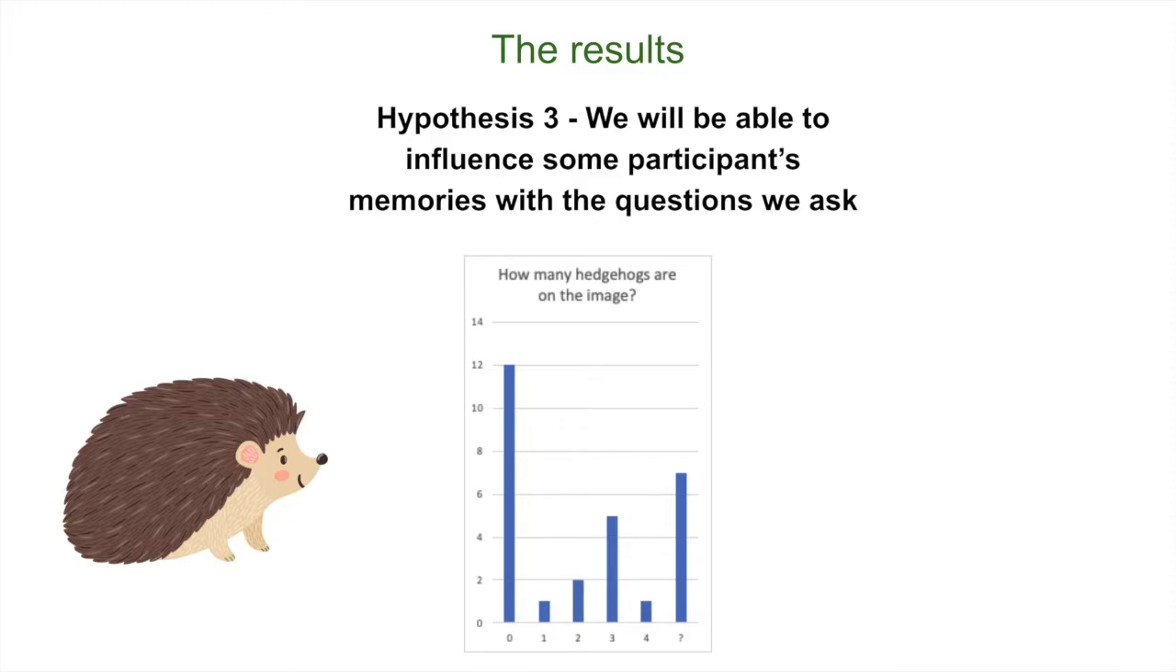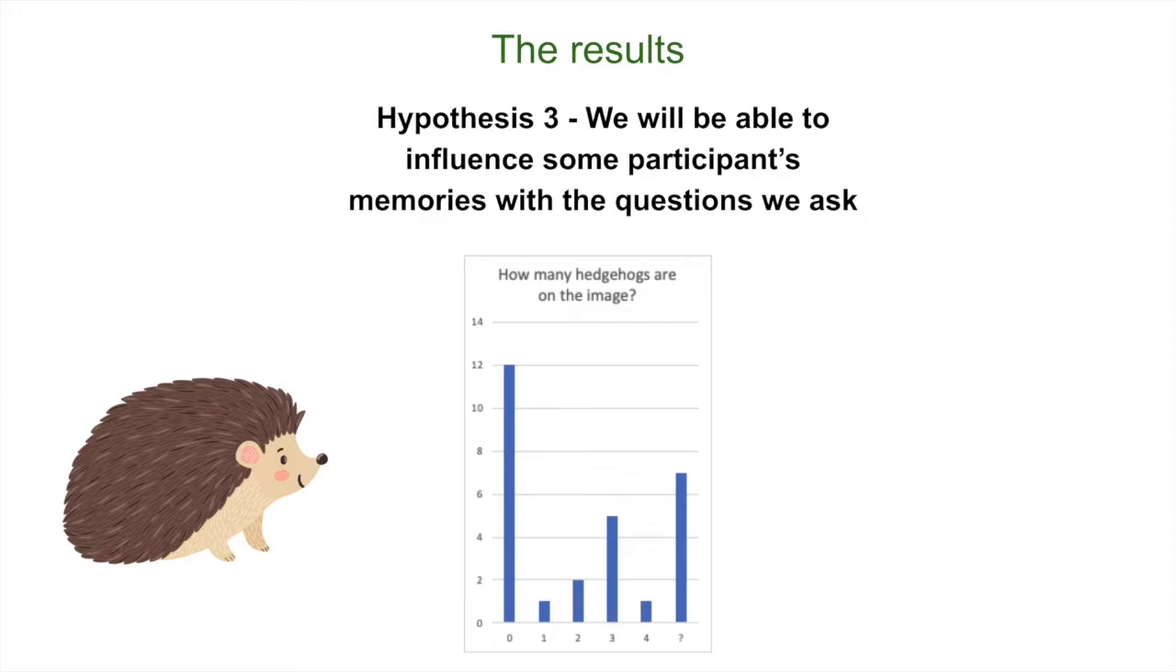So hypothesis 3 was tested with question 5, where we asked students how many hedgehogs were in the image, which was the trick question, if you remember. And obviously there were 0. And that question had the oddest responses, yet seemed to confirm the hypothesis.